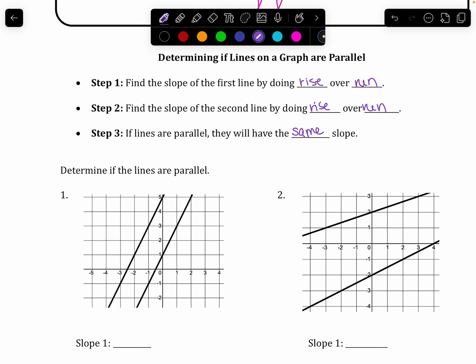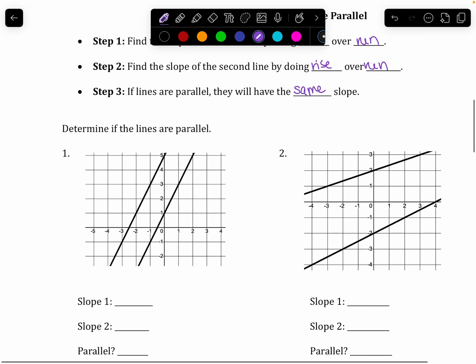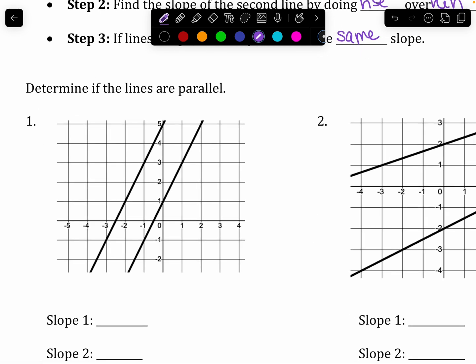So let's take a look at the very first graph that we have. It says determine if the lines are parallel. So I am going to look at the first line, and I'm going to determine its slope by doing rise over run. I'm going to do the first one in red. So I'm grabbing a coordinate, grabbing a coordinate. I'm going to go from the bottom to this one right here. So I'm going to rise 2 and run 1. So my slope of line 1 will be 2 over 1.